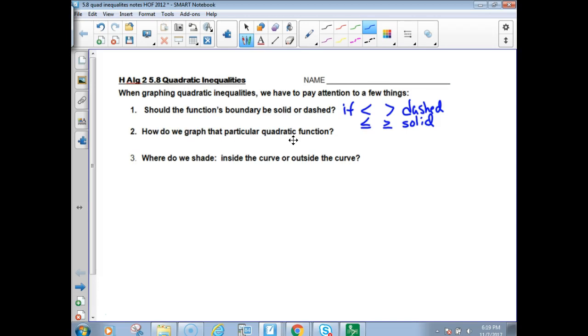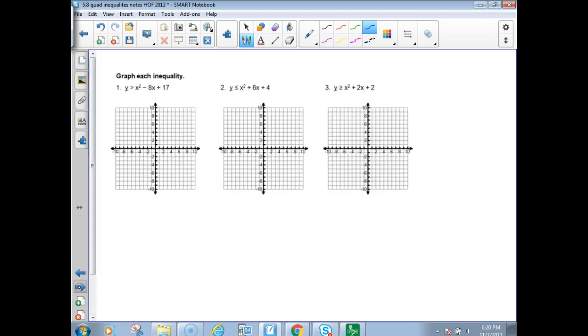How do we graph that particular quadratic function? Well, that'll depend on whether it's in vertex form, standard form, or factored form. Then you get it graphed, and where do we shade? Do we shade inside the curve, outside the curve? To decide that, we're going to test a convenient point in the inequality and figure out where we should shade, whether it makes the inequality true or not. So these are the things you have to think about as you're doing these problems.